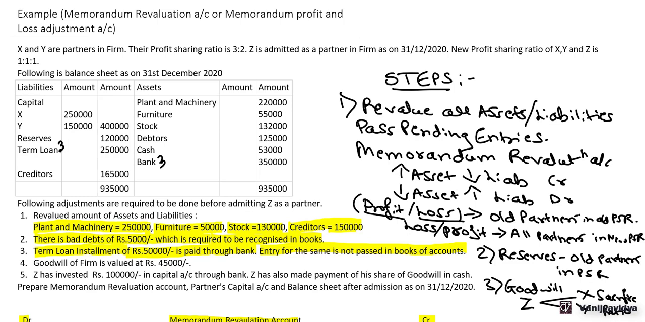Next, fourth is goodwill of the firm is valued at 45,000. Now this goodwill, we need to prepare a working note for the goodwill, and we need to find out what is Z's share of the goodwill, and this needs to be distributed to the other partners, that is X and Y, in their sacrifice ratio. So now let us prepare a working note for a goodwill.